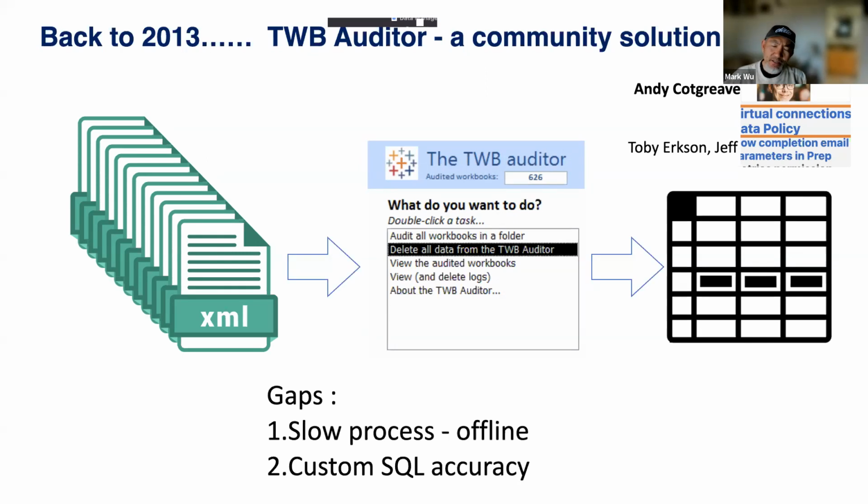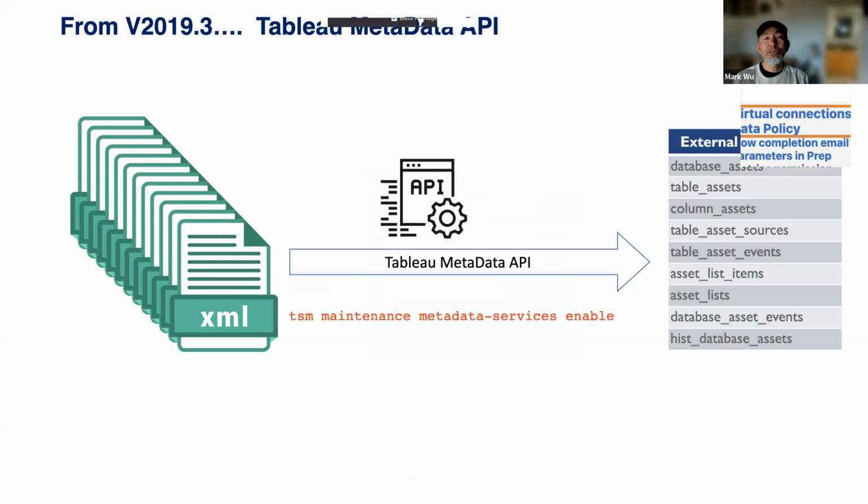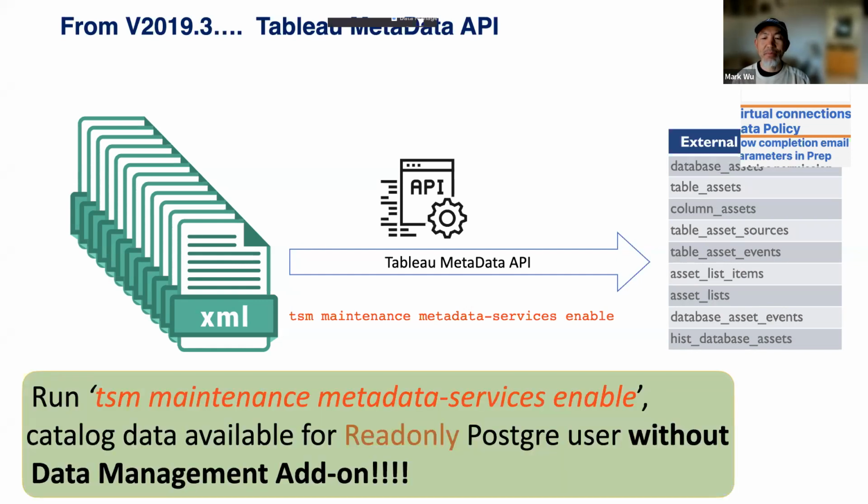It has some gaps. One is that it's kind of an offline process. It takes hours, of course, to process. And also, I don't know how they handle custom SQL, the accuracy of custom SQL. Starting from 19.3, Tableau came with the Metadata API that can be enabled by a TSM command. With that, it actually does work for us. It is more like an out-of-box TWB Auditor. You run this TSM maintenance command to enable the metadata. It automatically writes the Tableau metadata to a set of Postgres tables that can be accessed by the read-only users.